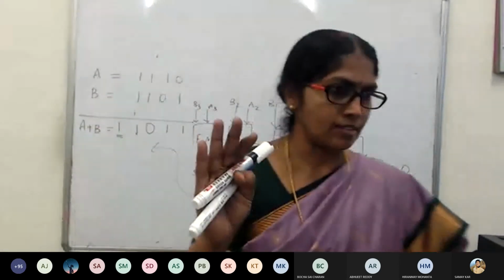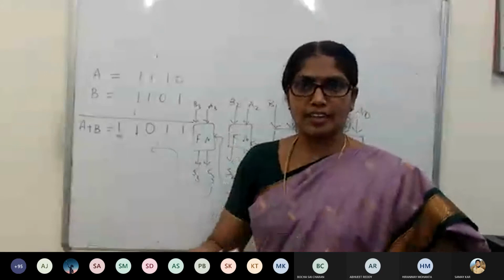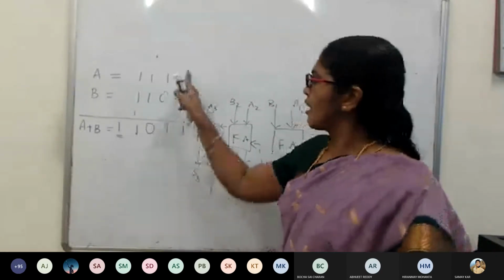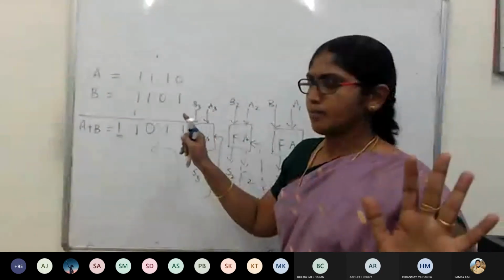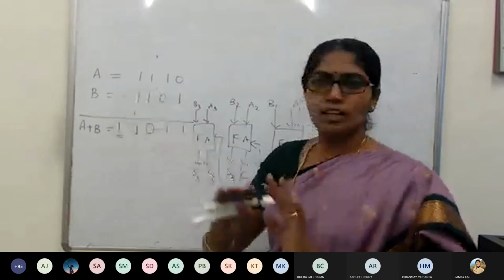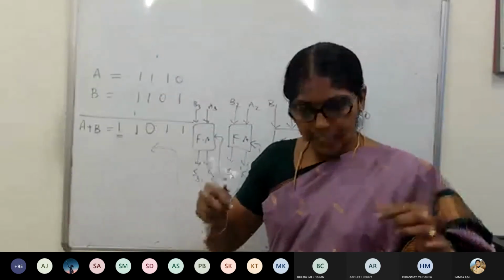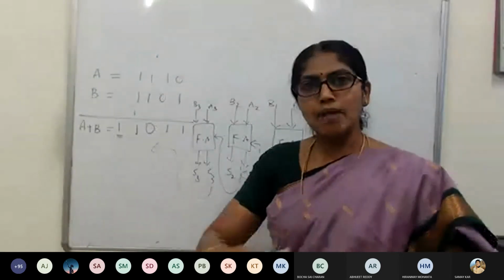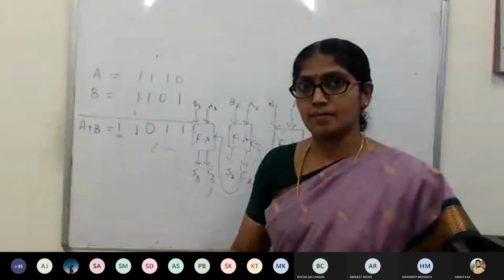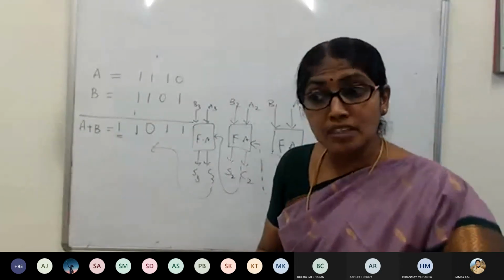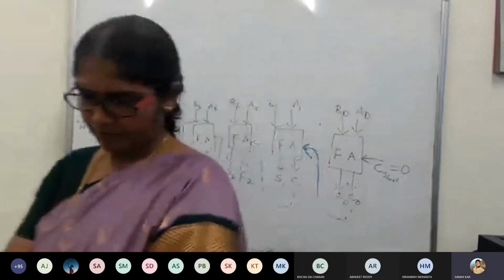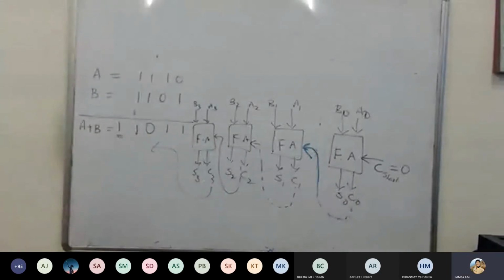Again, I'll repeat my question. My inputs are ready. This is A0, A1, A2, A3. Ready. B0, B1, B2, B3, everything is ready. I will switch on all of that manually at the same instant. Will I get the sums at the same instant? No, ma'am. Why? Ma'am, because carry is dependent on the previous one. Yes.